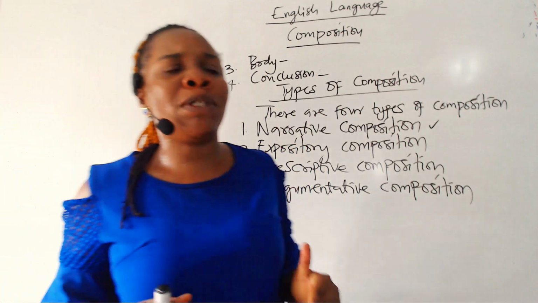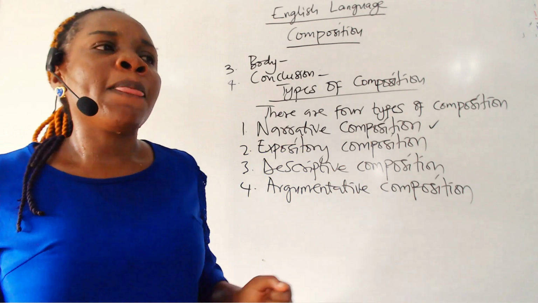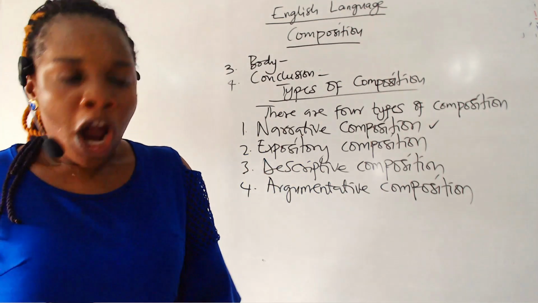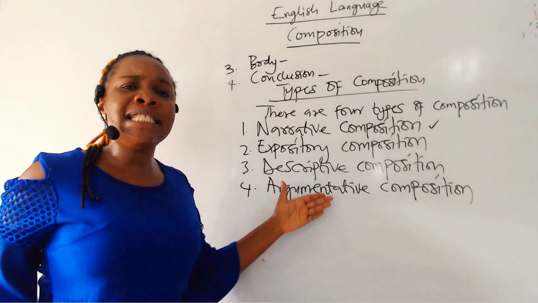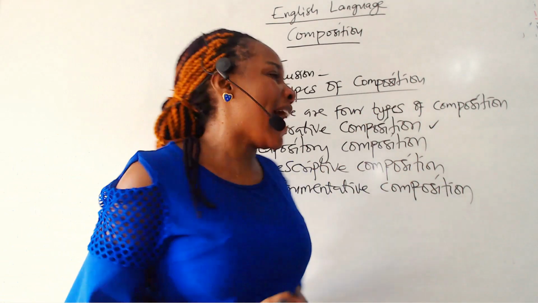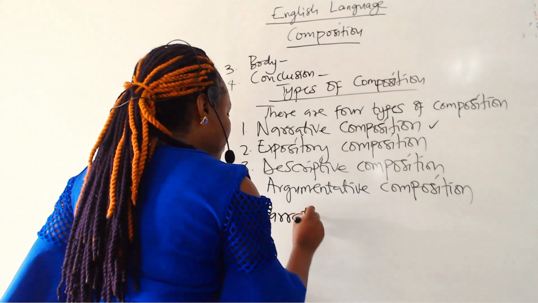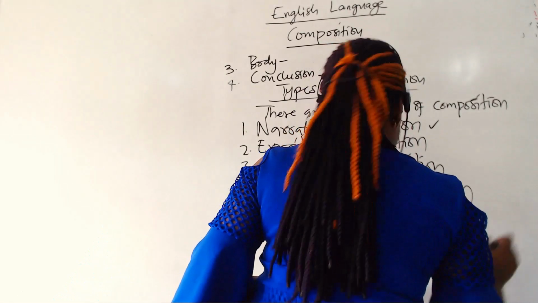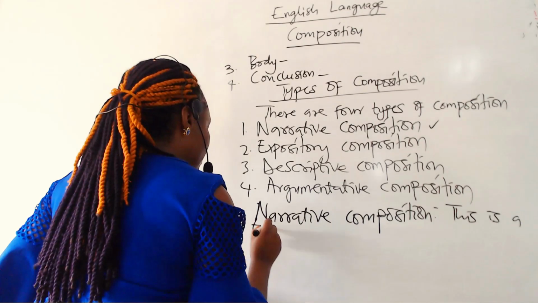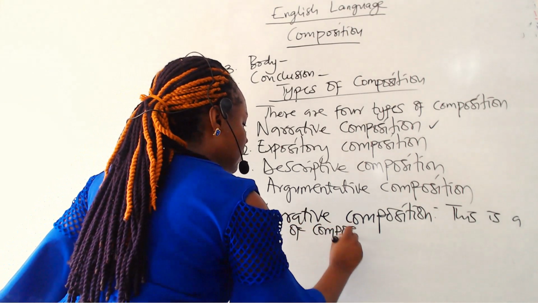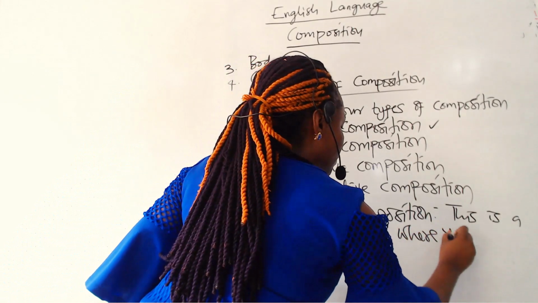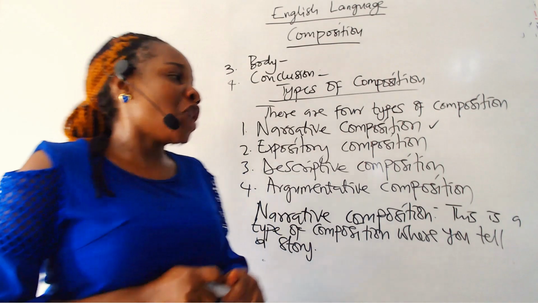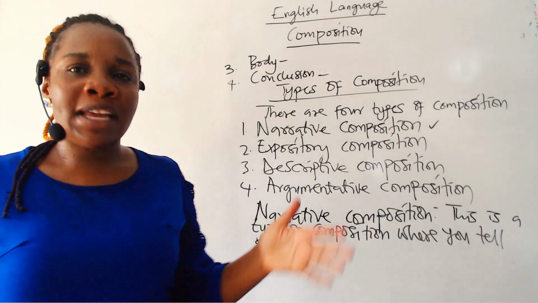All right, there are so many types or examples of a narrative composition, which I will give you as an assignment by the end of this lesson. So a narrative composition, as I said, is a type of composition where you tell what? A story. Maybe I should write that. That means that storytelling is needed or required in narrative composition.